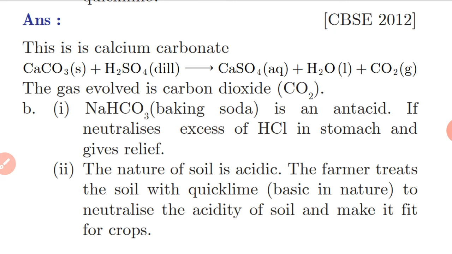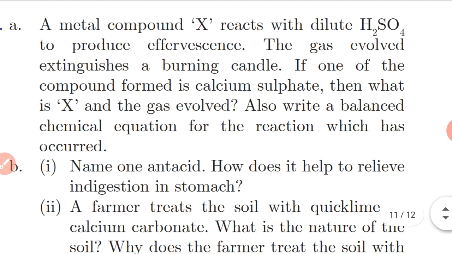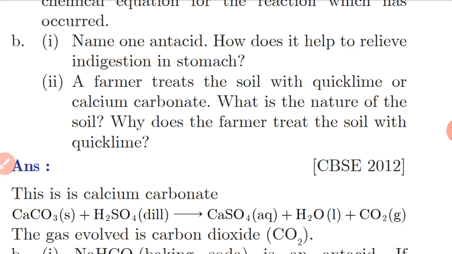Let's read out the question once again so that everyone will understand this. A metal compound X reacts with dilute H2SO4 to produce effervescence. The gas evolved extinguishes a burning candle if one of the compounds formed is calcium sulfate. So from here we can identify that the compounds formed are calcium sulfate and CO2. So what will be the X? X will be CaCO3. So we can easily write the balanced chemical equation also.